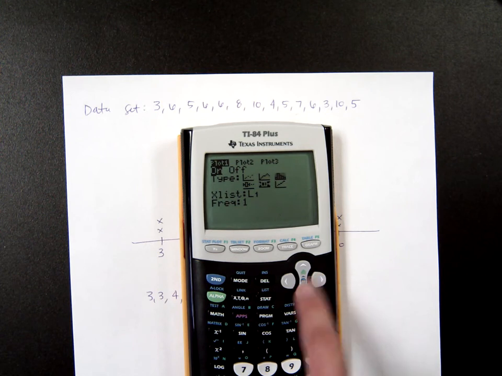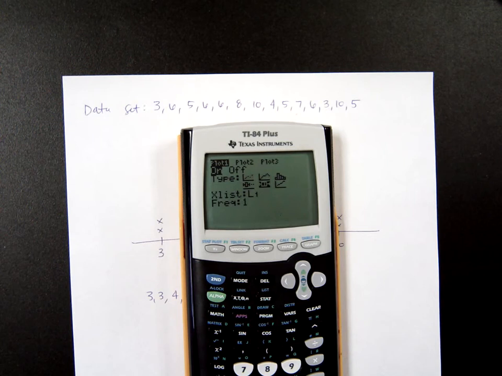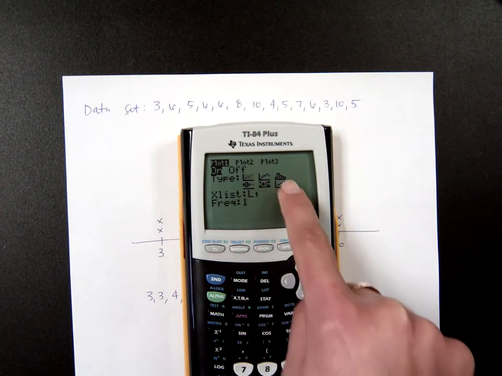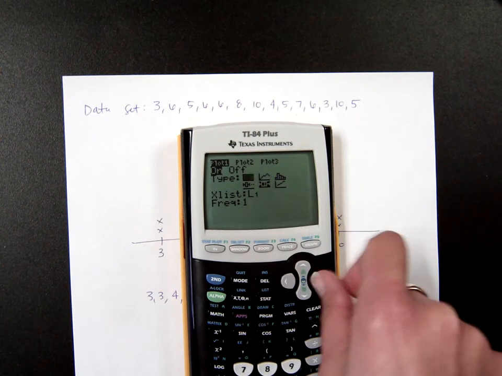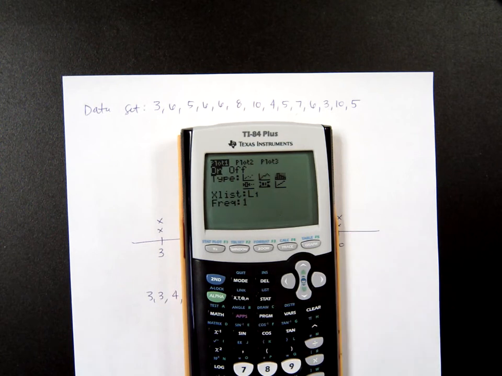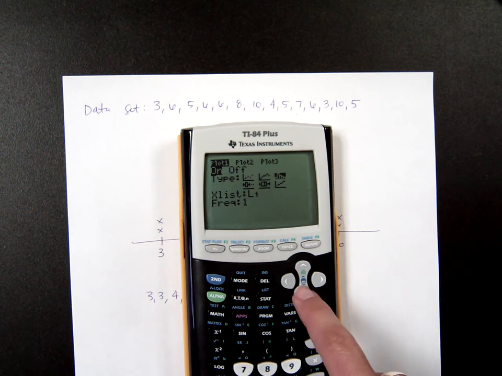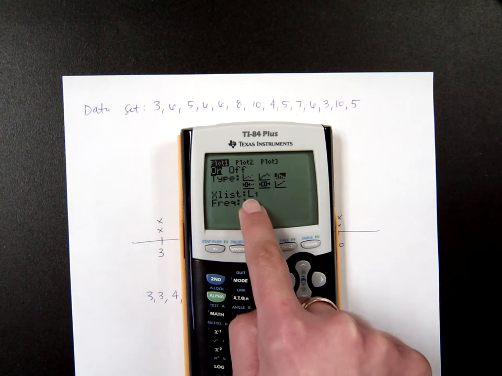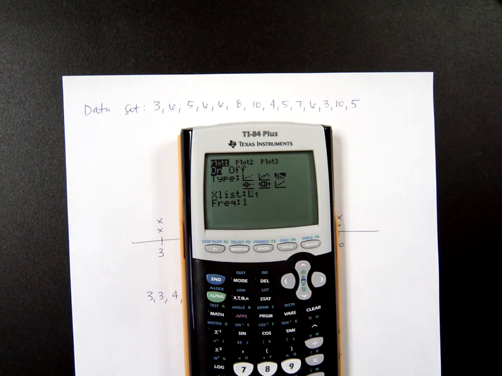Okay, now you get to choose what kind of graph you want. So you can do a line graph, a histogram, or a box and whisker. So scroll over, let's do the histogram first. So just make sure that's highlighted, hit enter so that the histogram is blinking. Okay, and then it'll just say L1, which is the list that we put our numbers in. So you should be good there.